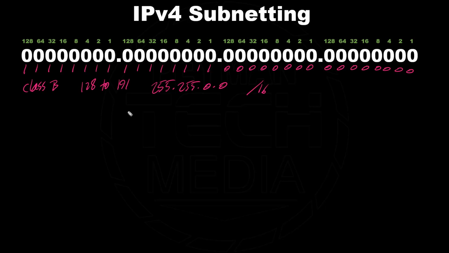We talked about the number of hosts being 2 to the power of host bits minus 2, which is 2 to the power of 16. How many host bits do we have? Zeros represent host bits and ones represent network bits. So in this case we have 16 zeros for the default subnet mask class B, 16 bits for hosts. So 2 to the power of 16 minus 2 is 65,534.